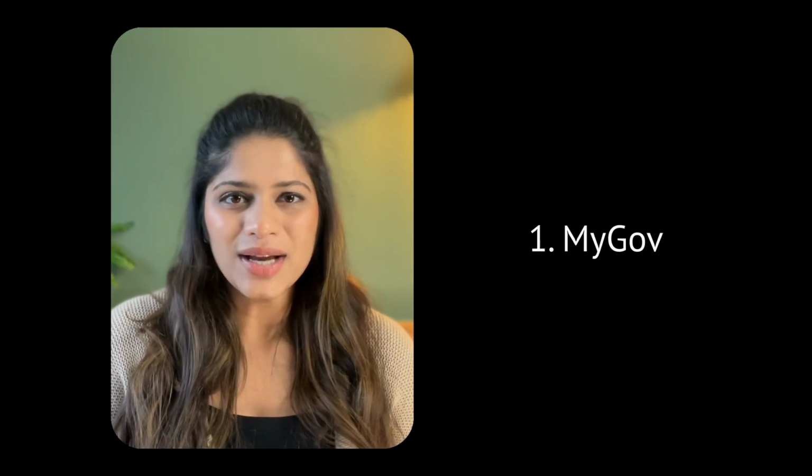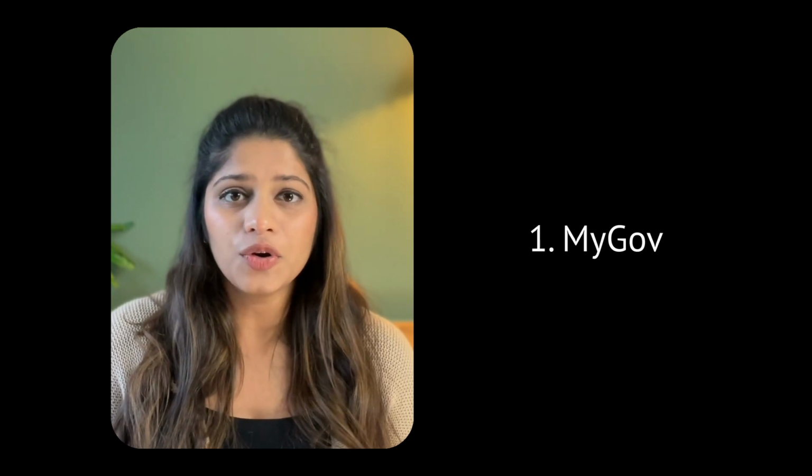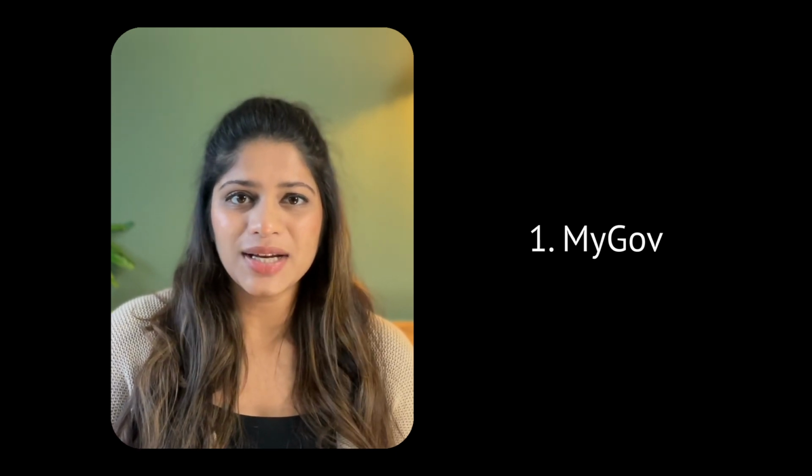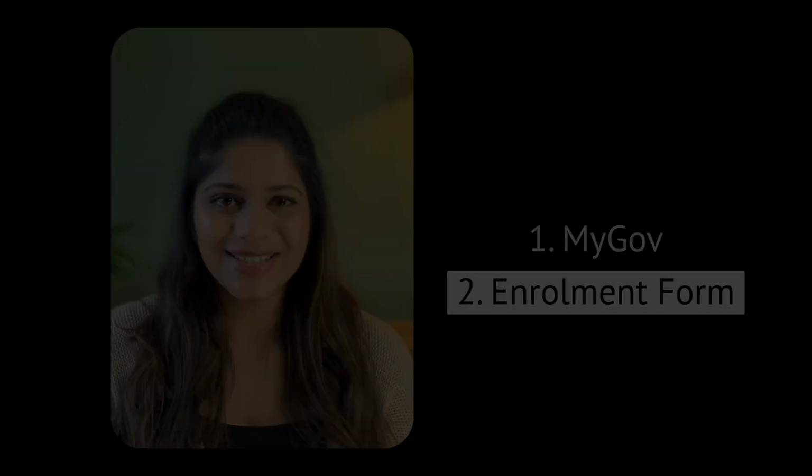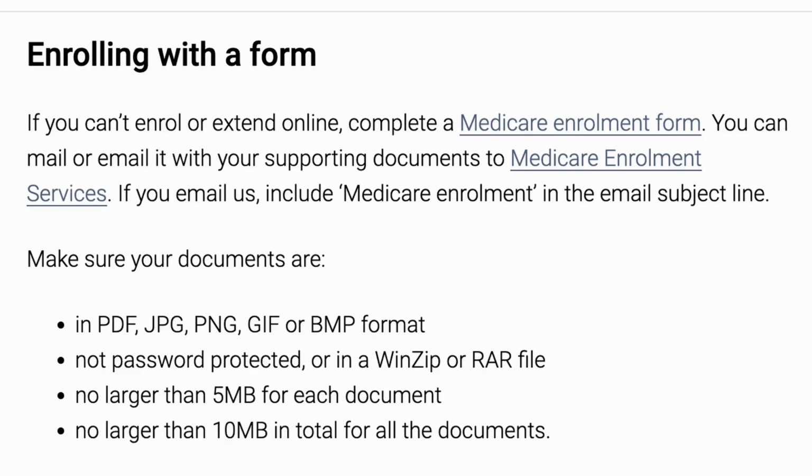You can apply for Medicare in 2 ways. One is doing it online through myGov, or the second one is filling out the Medicare enrollment form and then emailing it. I'm going to start off the video by showing how to apply using the Medicare enrollment form. This is because it's how I did my enrollment and re-enrollment for Medicare. You can find the online enrollment form on Services Australia's website.